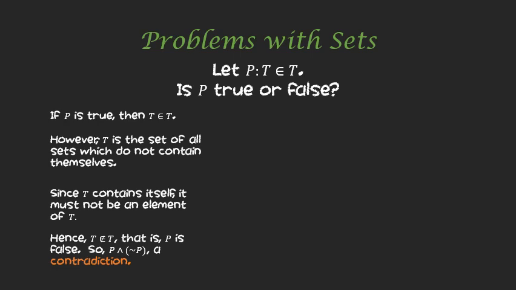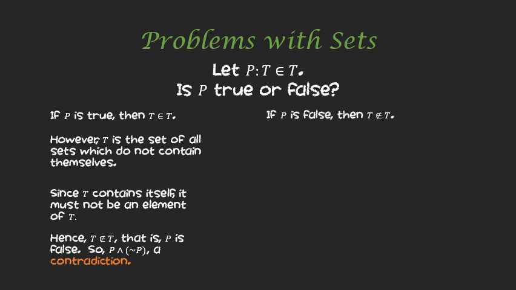So we have both P, T is an element of T, and not P, T is not an element of T. We have both of those things. And we looked at this in a previous video, right? This is an example of a contradiction. This is never true. And so it can't be the case that P is true, because this results in a contradiction. Okay, so P is not true, so it must be false then, right?